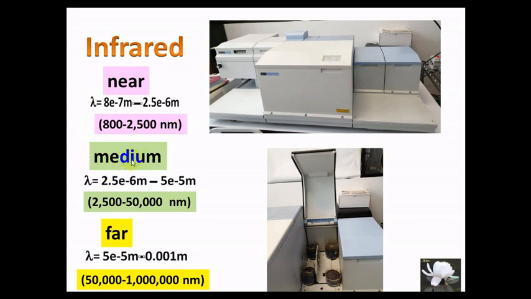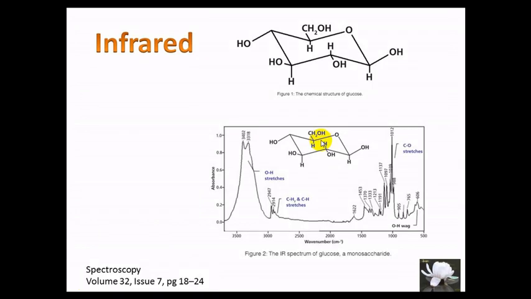In the medium infrared, the wavelengths are from 2500 to 50,000 nanometers. For the far infrared, the wavelengths are from 50,000 to 1 million nanometers. We know the infrared and Raman spectra show the different vibration modes of atoms. Therefore, we will recognize the functional groups of the molecules.